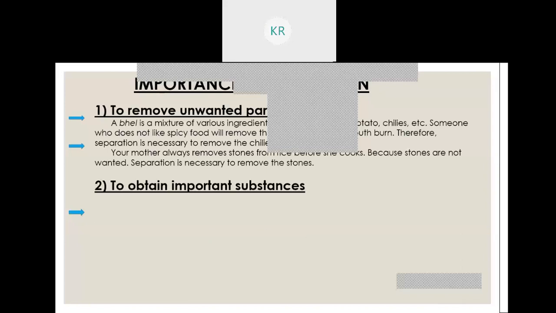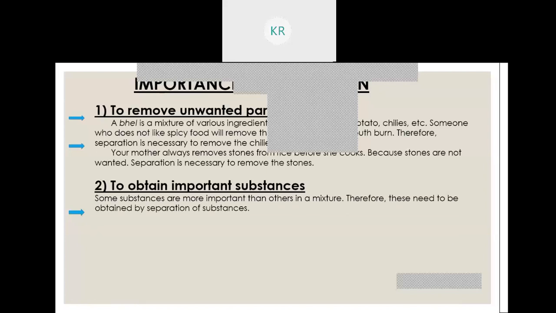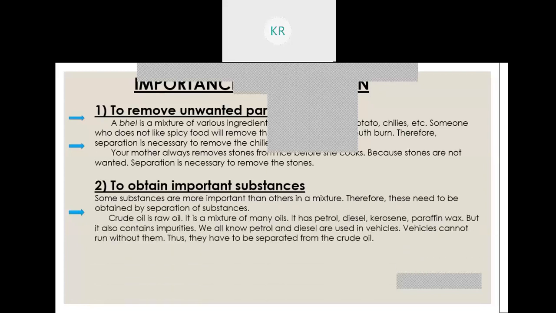Second, to obtain important substances, or we can say to obtain useful components. Here you can see the example. Crude oil is a raw oil. It is a mixture of so many oils. It has petrol, diesel, kerosene, paraffin wax, but it also contains impurities. So, separation is required here. We all know petrol and diesel are used in vehicles and vehicles cannot run without them. So, they have to be separated from the crude oil.